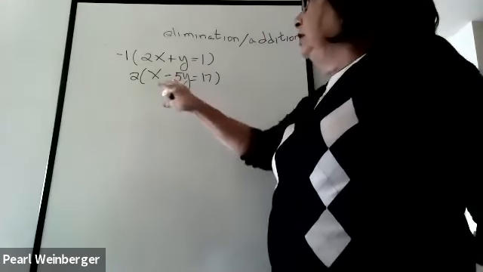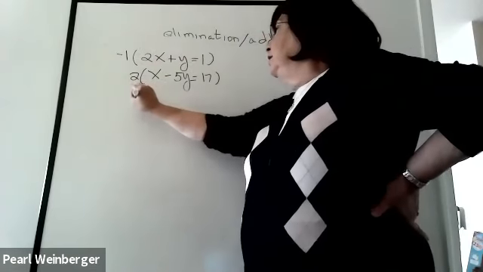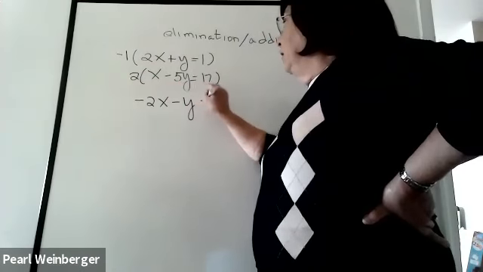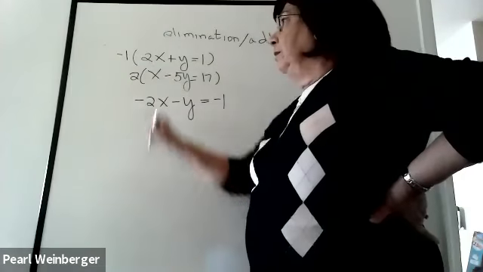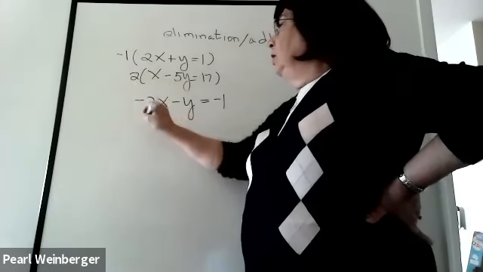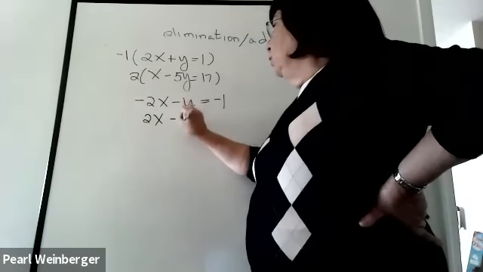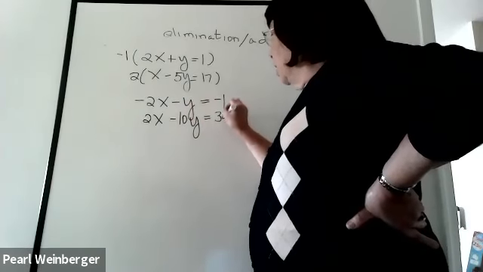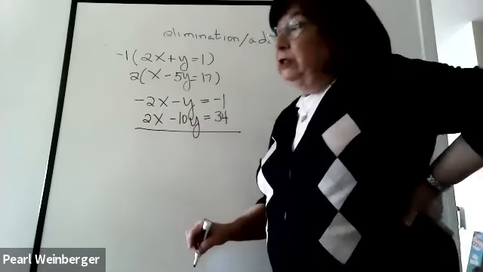And here's what we're going to get then. Multiplying the top equation by -1 will give us -2x minus y equals -1. You distribute that -1. Multiplying the bottom equation by 2 will give us positive 2x minus 10y equals 34. Now add your two equations down.